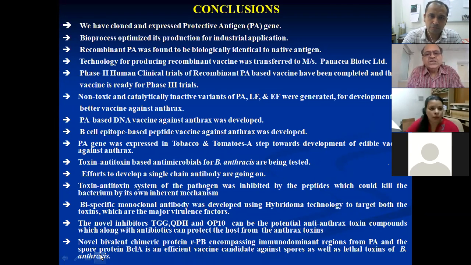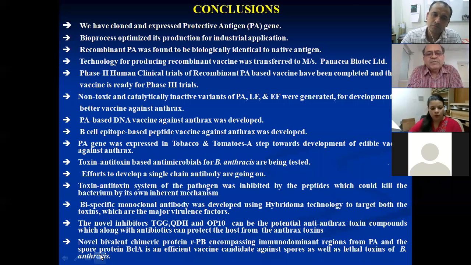Protective antigen-based DNA vaccine was also developed. B-cell epitope-based peptide vaccines were also developed. Protective antigen was expressed in tobacco and tomato to develop an edible vaccine against anthrax. Toxin antitoxin based antimicrobials were tested. However, we got only 40% protection. Efforts to develop single chain antibodies are going on. The toxin antitoxin system of the pathogen was also exploited for creating certain molecules which can perhaps kill the bacteria.